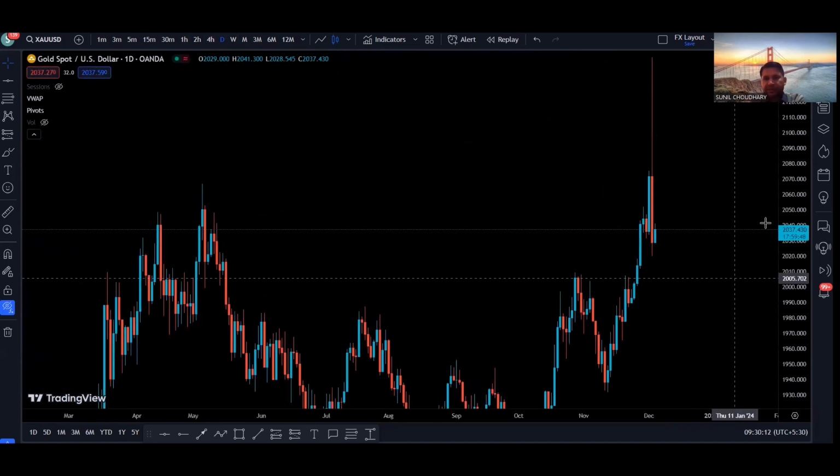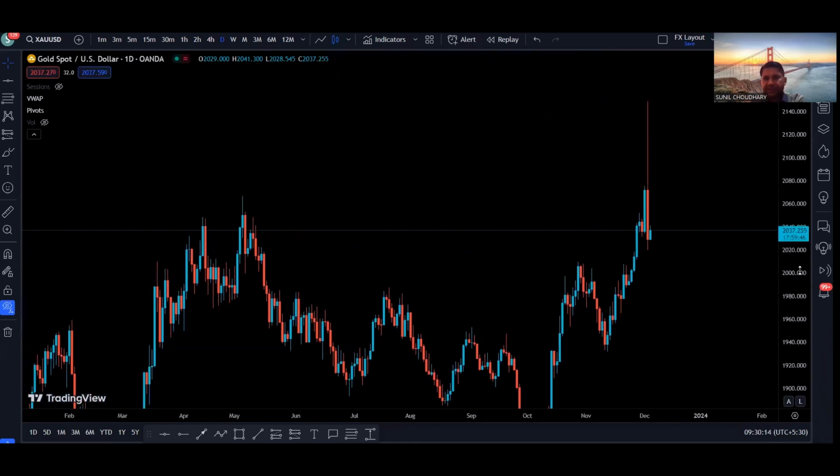So as we can see on the daily time frame, the yesterday daily candle closed with a huge rejection wick onto the upside. Also, we created a new high on the gold, and we can see that the daily candle closed bearish. Also, there was a support here, and the yesterday candle closed bearish below this support.